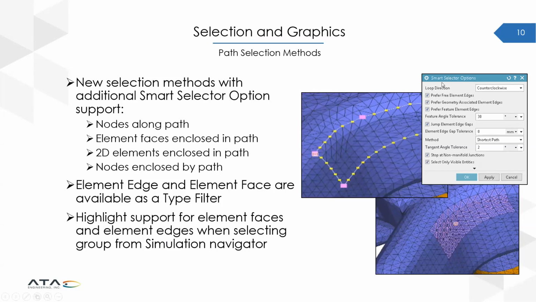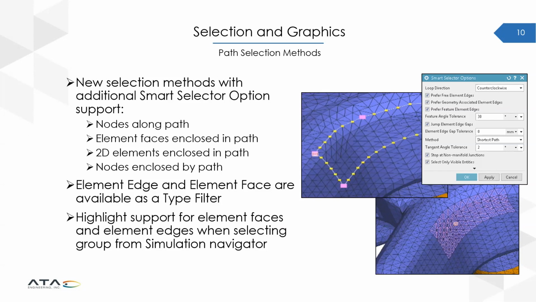There are also some new smart selector options. If you open that up, you can choose the direction of the loop that you're selecting in. There are other options here as well, such as if you want to prefer free element edges, what your angle tolerances are, shortest path, things like that. We'll take a look at this in the demo in just a little bit.